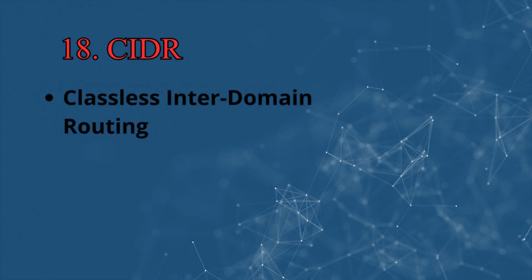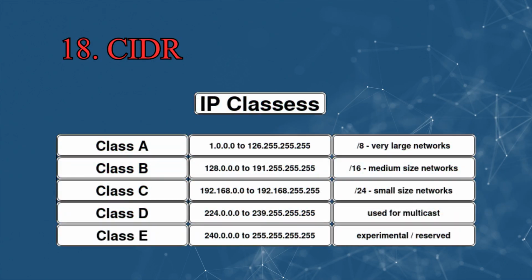CIDR stands for Classless Interdomain Routing, and to understand it, you need to know that back in the day there were 5 classes for IP addresses. You can see them on the screen right now. So Class A was used for very large networks, Class B was used for medium-sized networks, and Class C was used for small networks. Then we have also Class D, used for multicast, and Class E, used for experimental or reserved purposes.